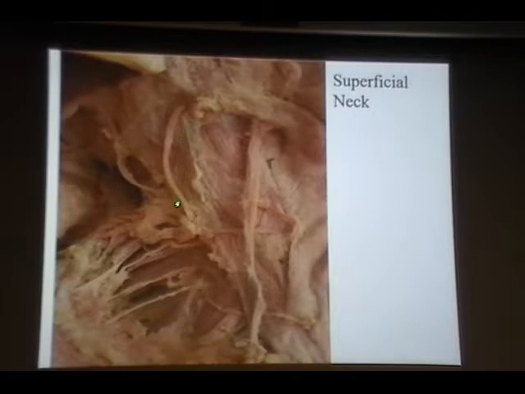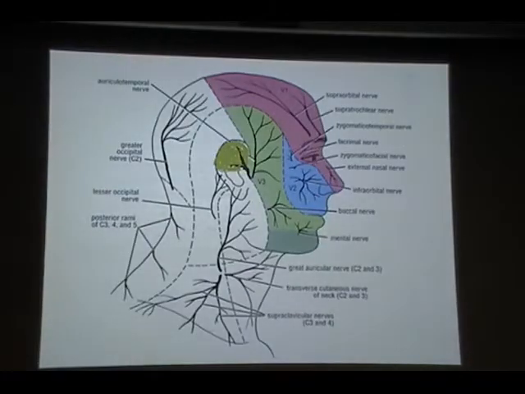Transverse cervical, greater auricular, lesser occipital, and some of the supraclavicular nerves here. And this is the external jugular. Greater auricular, lesser occipital nerve there. Transverse cervical nerve there, okay? So we've seen this image before.